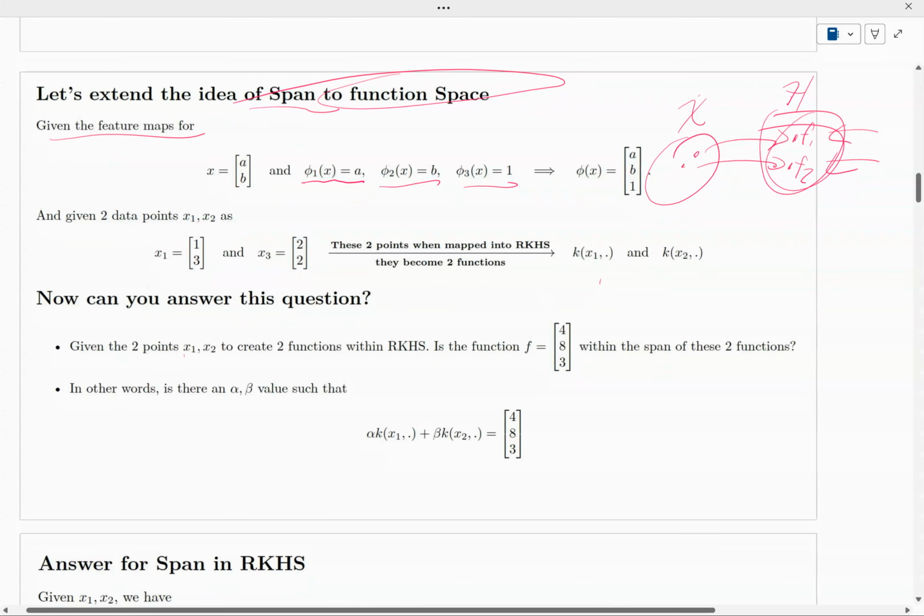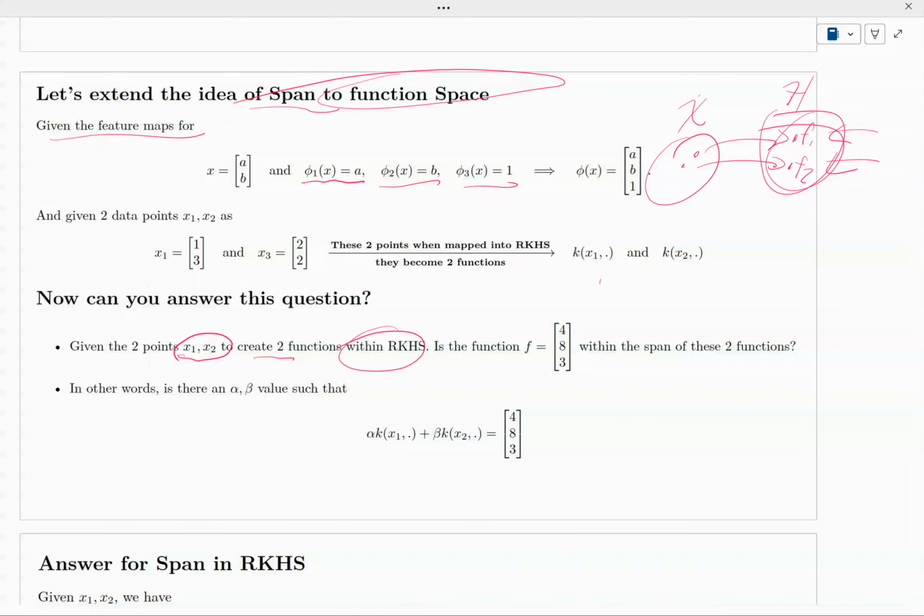So given these 2 points, x1, x2, and the 2 functions created within RKHS, see if you can find whether another function, f right here, is within the span of these 2 functions. In other words, is there an alpha and beta such that you multiply alpha by the first function and beta by the second, and you can get to this function right here? So pause the video. Let's see if you can do it. Okay, we're going to move on.